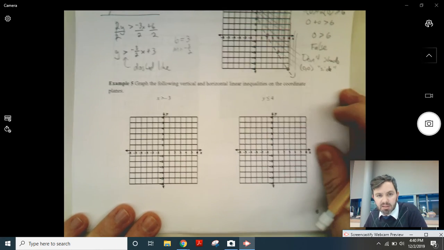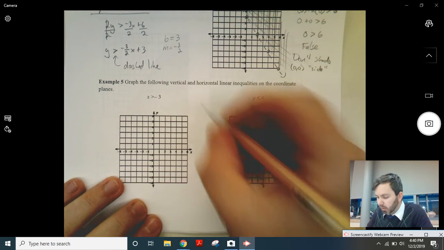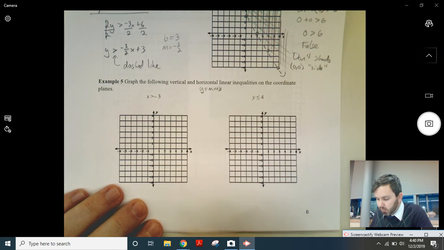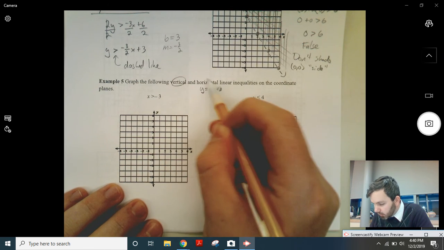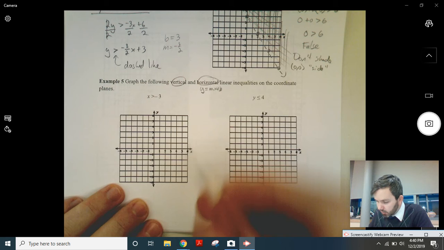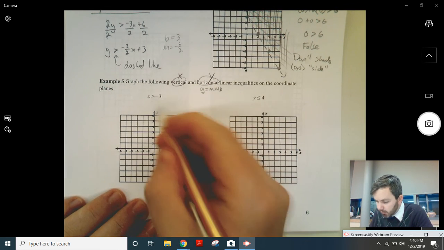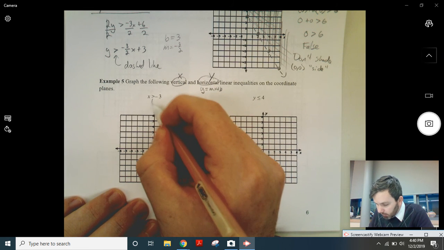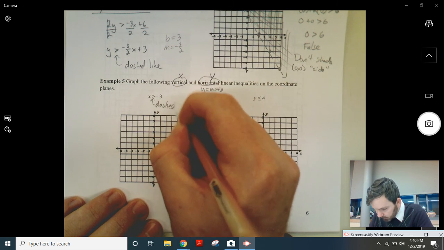And I want to walk through example 5 very quickly, but they're a little bit different in that they don't really look like slope-intercept form, right? We're thinking about that as y equals mx plus b. These graphs, when we have just one variable, are going to be either vertical or horizontal. So our vertical lines are when we have x, our horizontal lines are when we have y. So this first one here, this is a vertical line at -3. So our greater than doesn't have an equal to part, so we have a dashed line at -3.